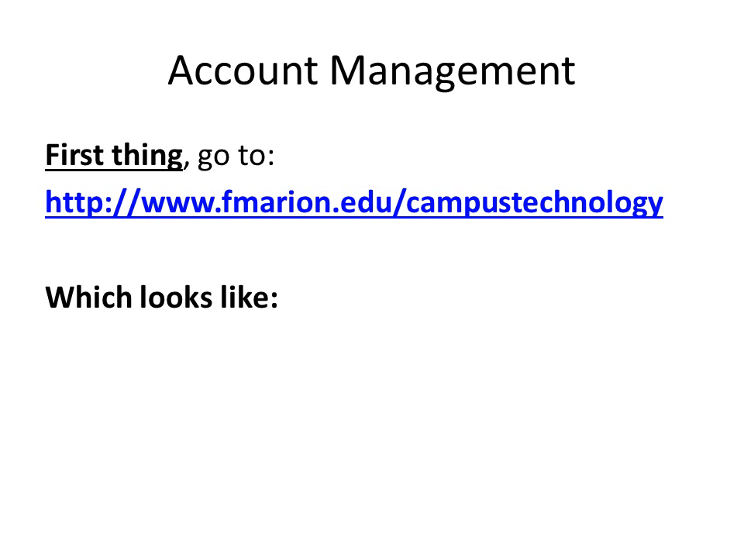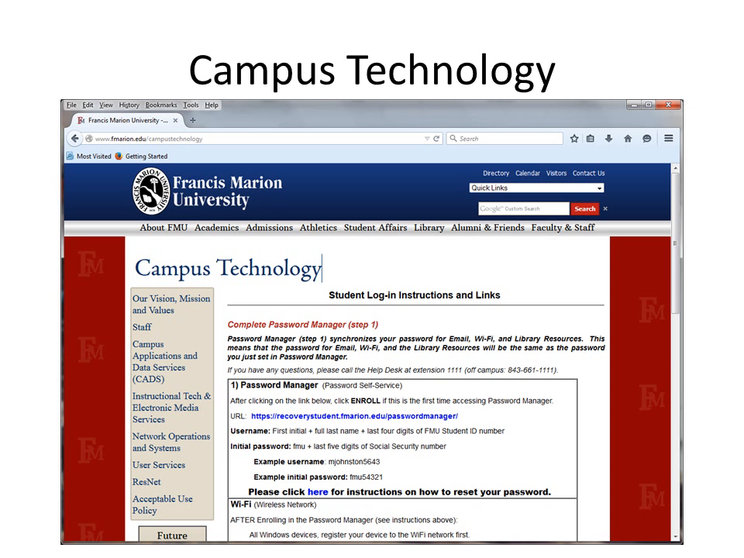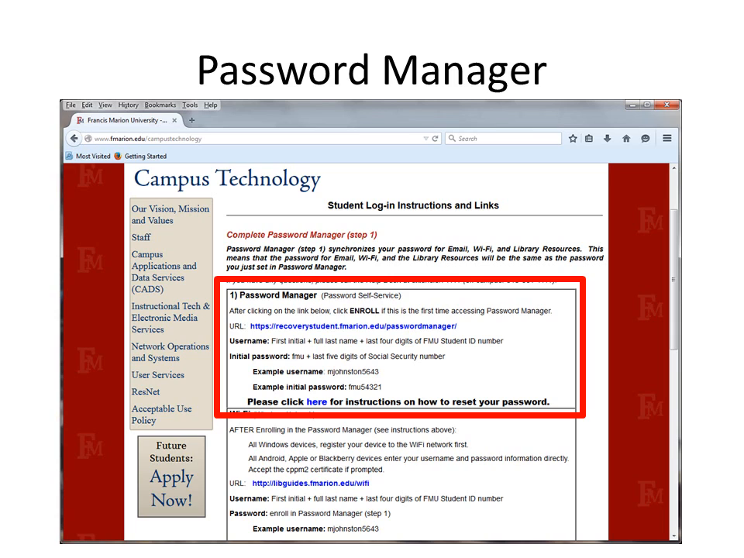So let's begin by talking about account management. The very first thing you need to do is go to www.fmarion.edu/campustechnology. This is an externally available website, and it looks like this. This is the campus technology homepage. Note that the password manager is at the very top of this page.